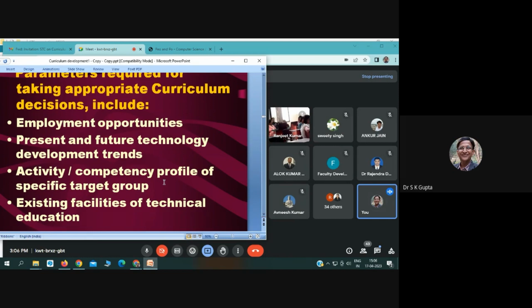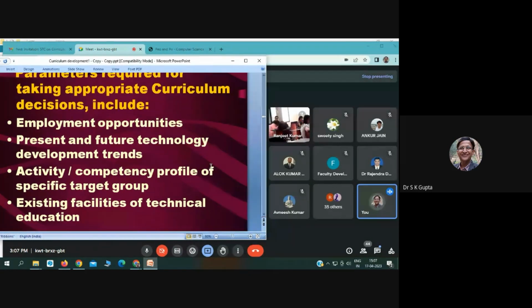we do activity analysis, and then we analyze the activities in terms of knowledge and skill. That if I want to supervise a building construction, this is the knowledge, this is the skill requirement for doing this activity. So from knowledge and skill, we prepare the competency profile, that these are the competencies which should be developed in the students if they want to get this employment.